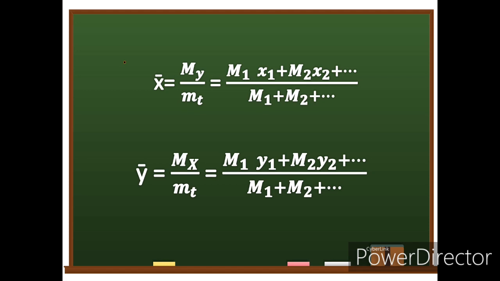Y bar is equal to m sub x over m total, or the moment over the total of the mass, which is equal to m1 times y1 plus m2 times y2, and so on if we have more than two objects, over m1 plus m2.